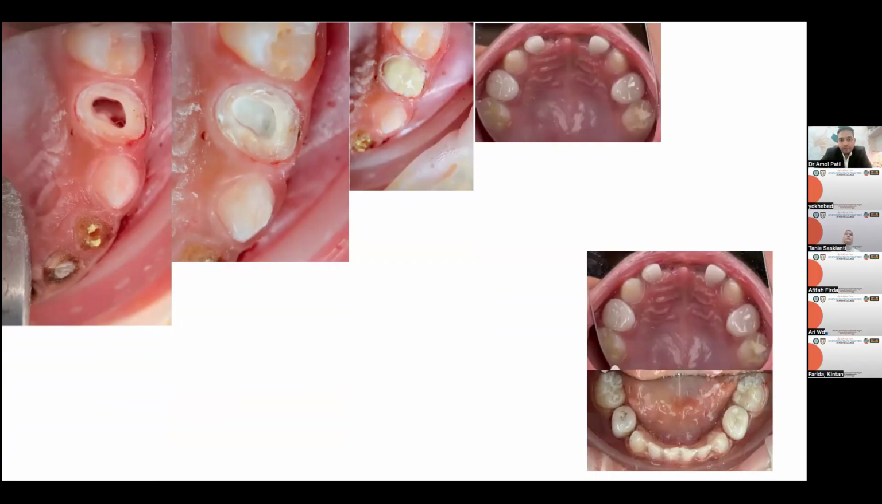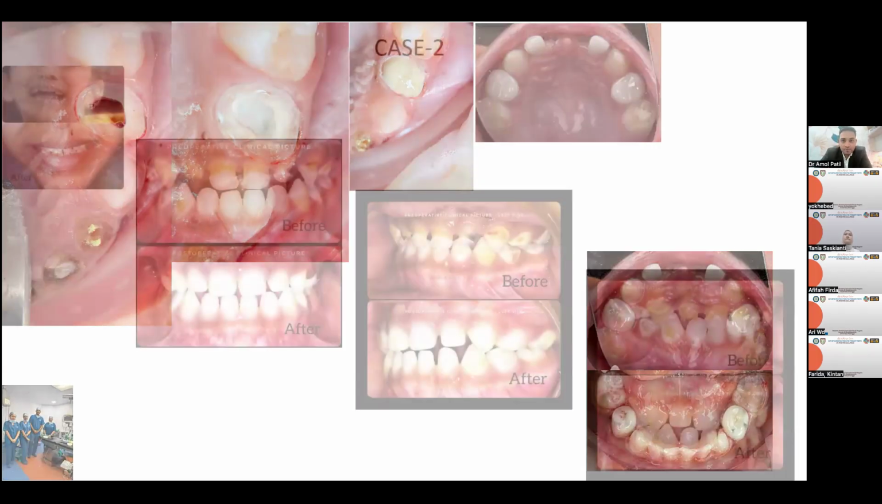So the patient is doing fine. This restoration is still intact. In this patient, because of the abscess, 5-1 and 6-1, the anterior teeth, were extracted. We have a 6-month follow-up right now.